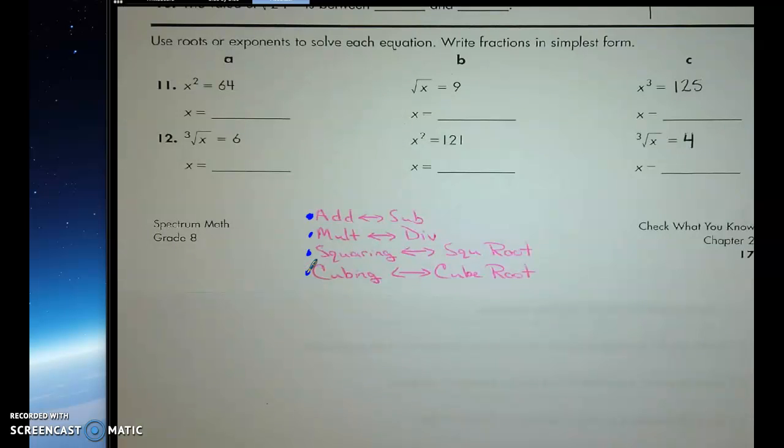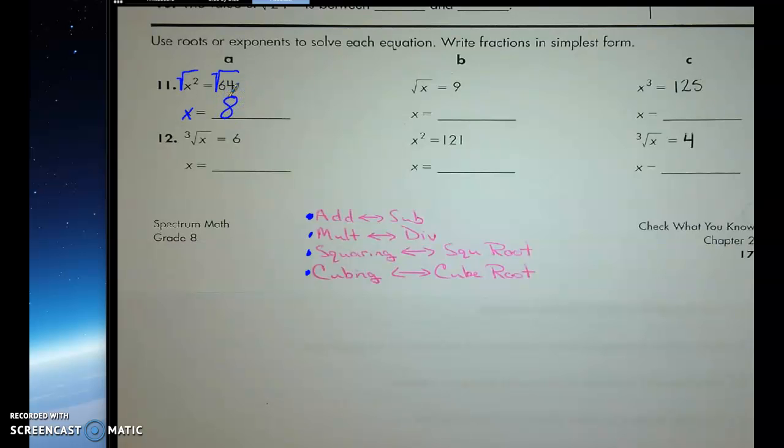So let's look at column A. X squared. We need to do the inverse to get x by itself. That means the opposite. The opposite of squaring is square root. So I'm going to do the square root of both sides. Square root of x squared gives me x. Square root of 64, that's going to give me 8.